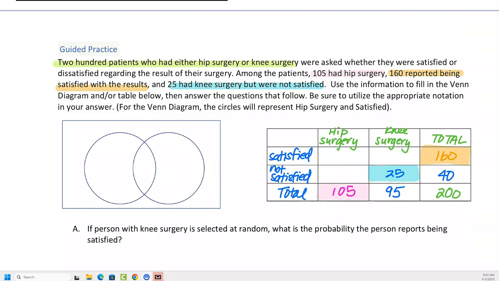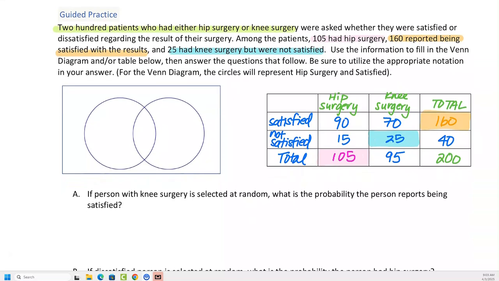So of the not satisfied, there were a total of 40, right? So what plus 25 equals 40? Well, 40 minus 25 gives me 15. And then I can add going down to find the remaining, right? So what plus 15 equals 105? Isn't that 90? And then 90 plus what gives me 160? That's going to be 70. Are you guys okay with that?